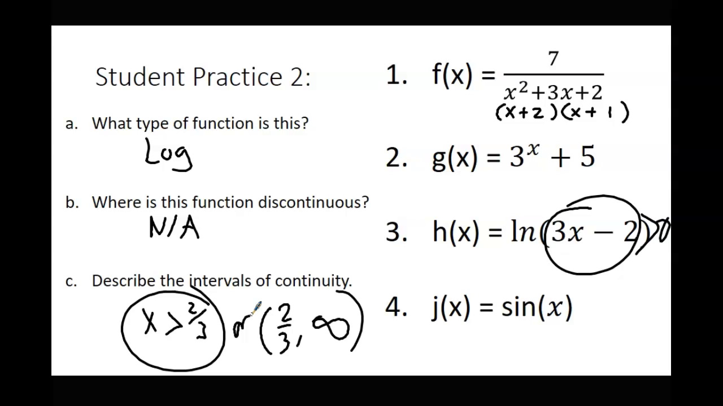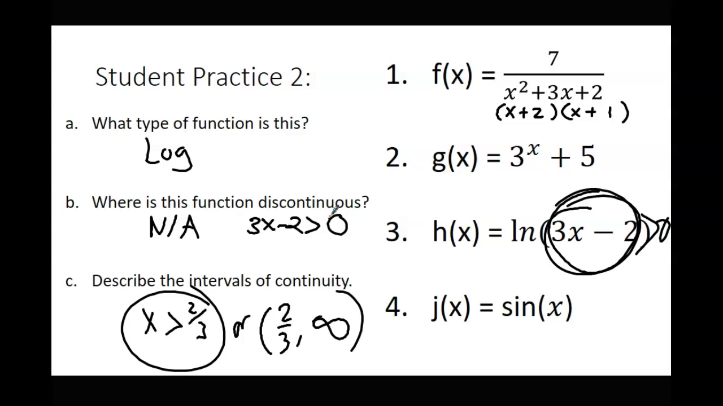Wait. So how did you get 2 over 3? So this is a log function, right? If you look at your sheet and scroll your eyes over to the column about continuity, you see where it says a of x is greater than 0. This is your a. So what you would do is write this and solve for x. Add 2, divide by 3. And you get your 2 thirds.